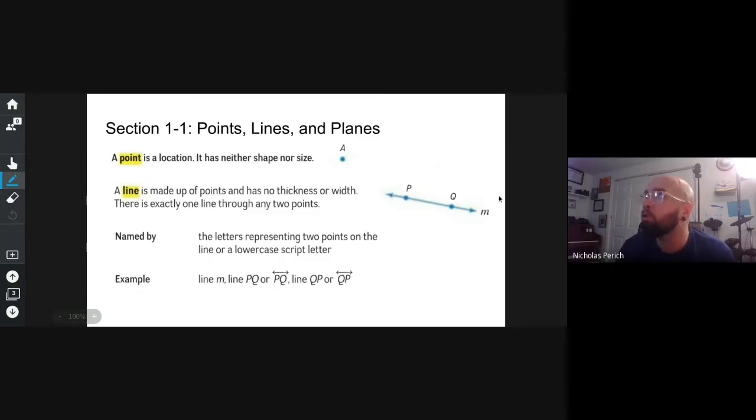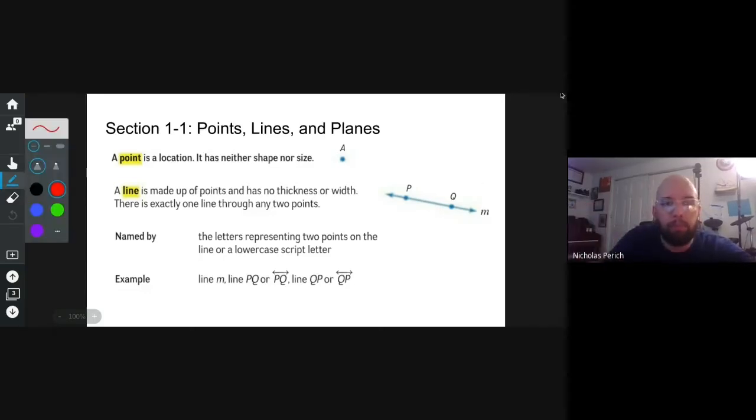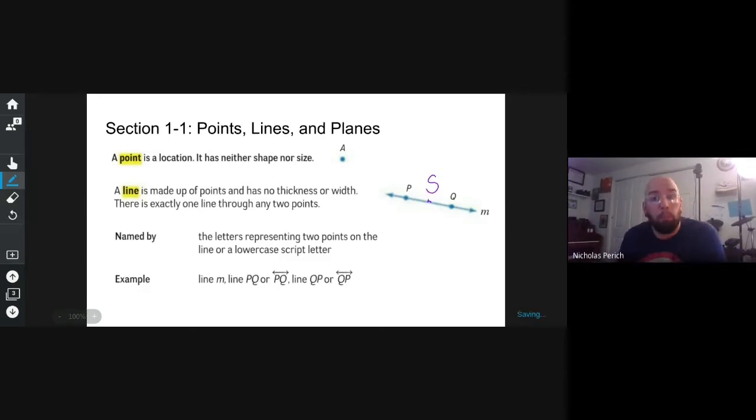See those arrows? Those arrows indicate that it goes on forever. A line is a straight object that goes on forever in both directions. If I were to add another dot right there and call that dot, I don't know, S for Santiago, I could call that line PS or line SP or line QS or line SQ. I can name that line several different things.